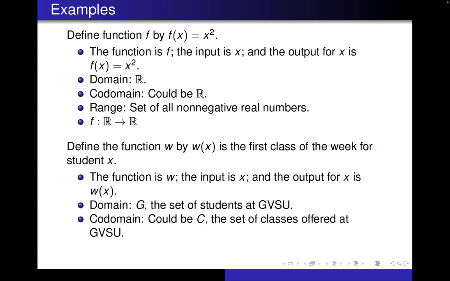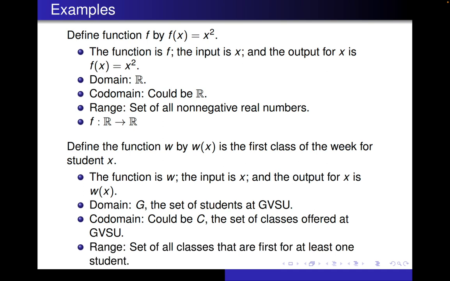Okay. Now the range might not be the same as the codomain, right? Because there may be some classes at GVSU where it's not the first class of the week for anybody. They're taking the class, but maybe for everybody it's their second or third class of the week or their fifth class of the week, depending on how many classes they have and depending on when it takes place. So the range, if I wanted to describe that precisely, is the set of all classes that are the first class of the week for at least one student.